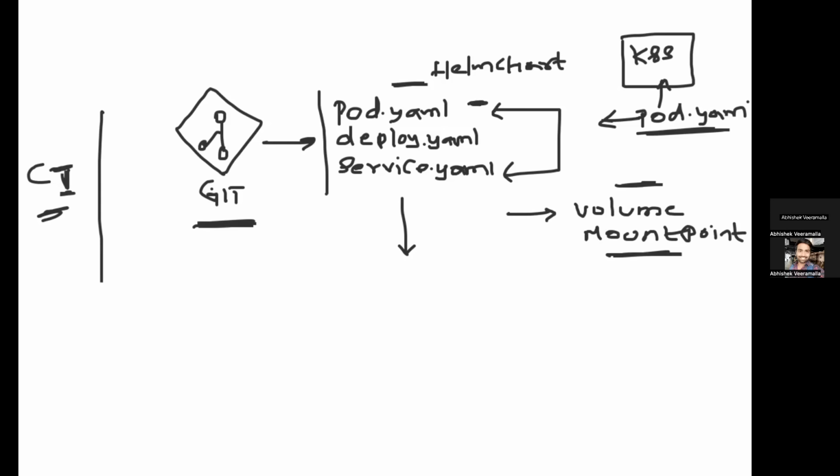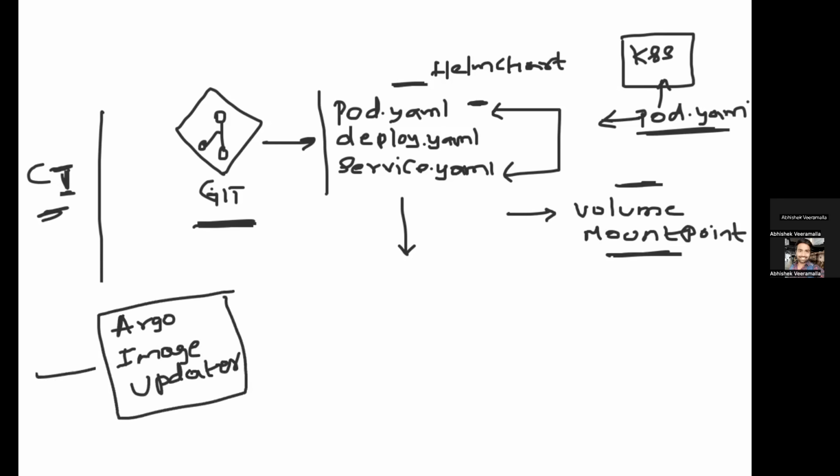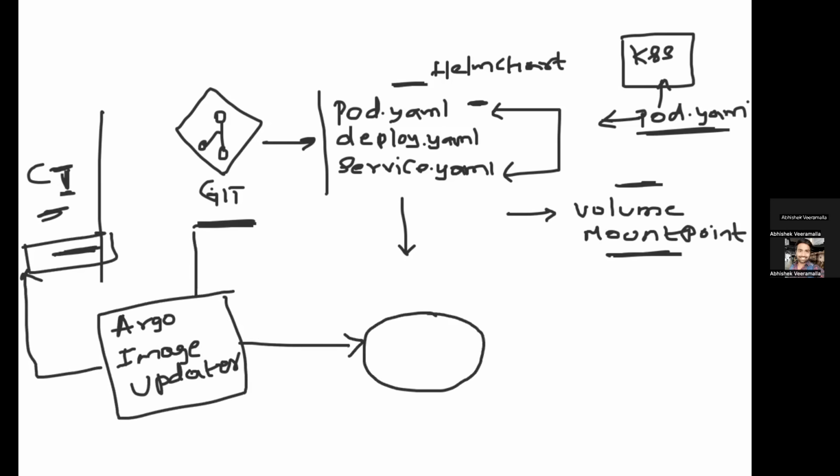One is there is a very good tool called Argo Image Updater. What Argo Image Updater does is it will continuously monitor Docker Hub or any of your container registries, and whenever a new image version is pushed to your container image registry, Argo Image Updater will notify Git. It will directly update this Git repository with the new version in the pod.yaml, deploy.yaml, or wherever it is required. If it is a Helm chart, it has the capability of updating the Helm chart as well.